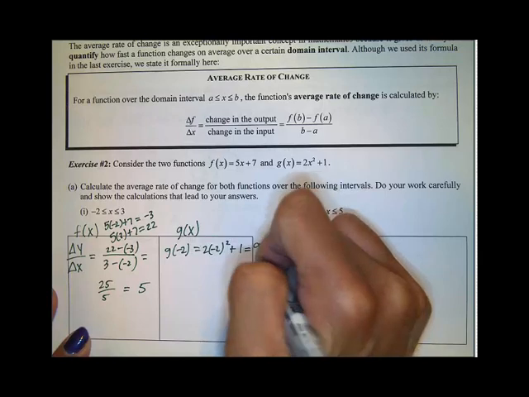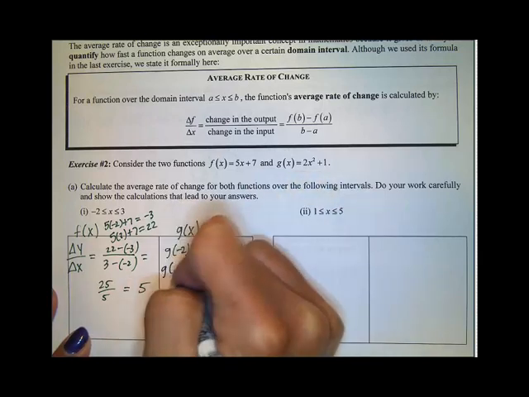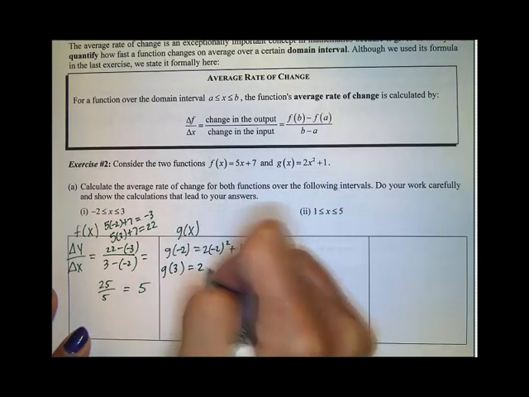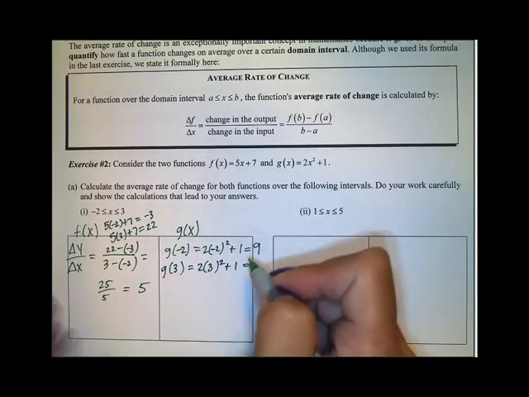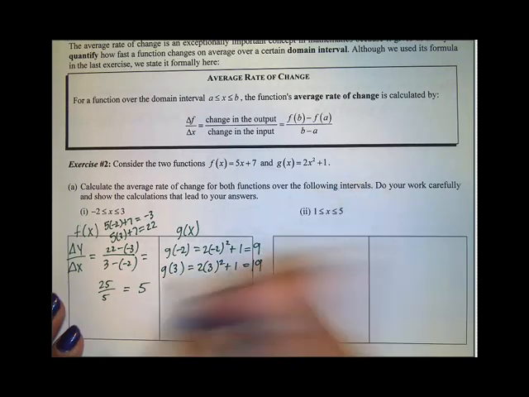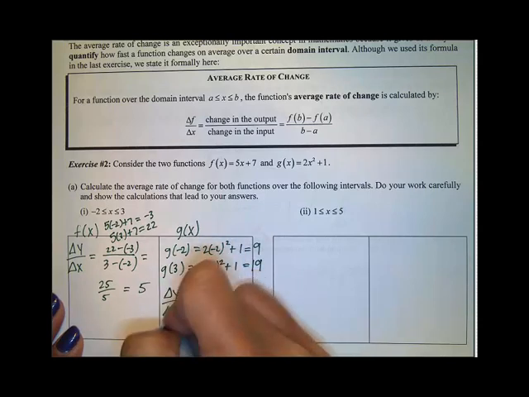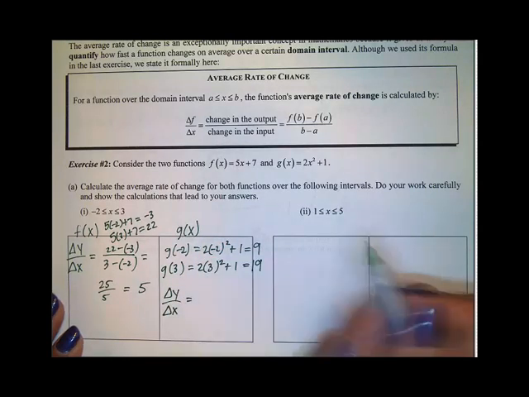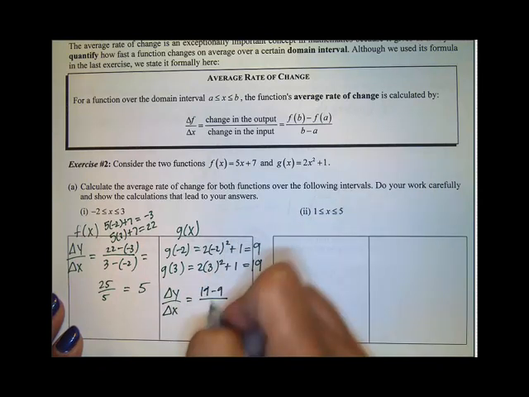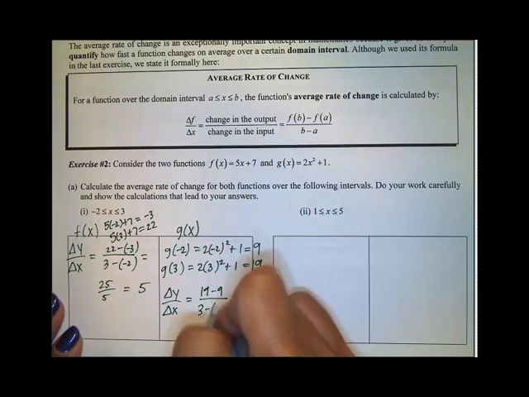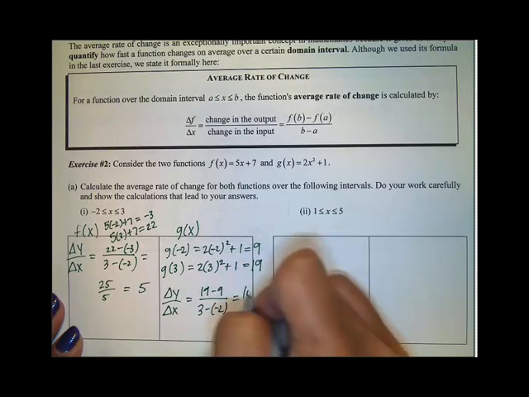And then we have g of 3, which is 2 times 3 squared plus 1, which is 19. And then we'll do change in y over change in x. So change in y is 19 minus 9. Change in x is 3 minus -2. So we have 10 over 5, which is 2.